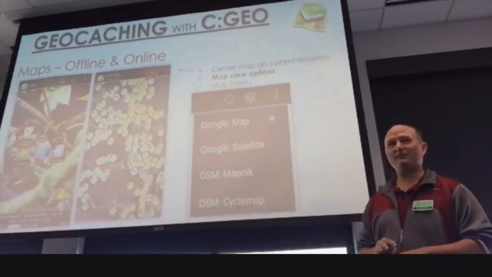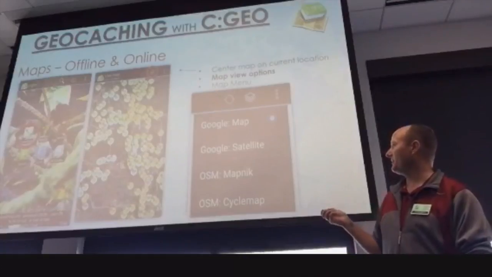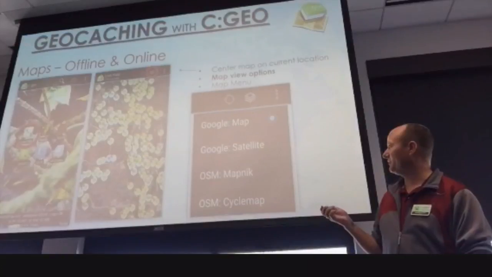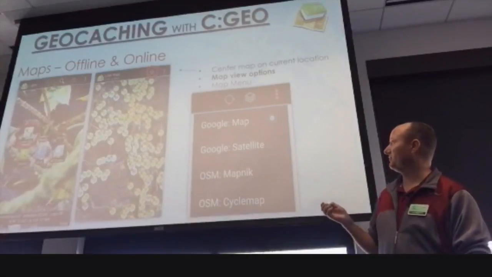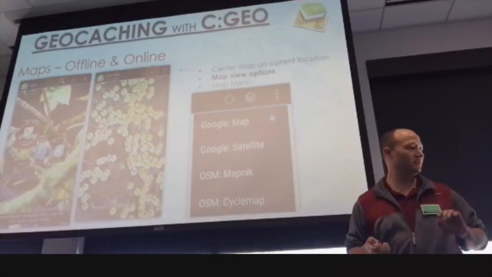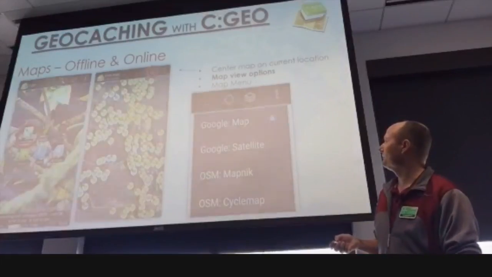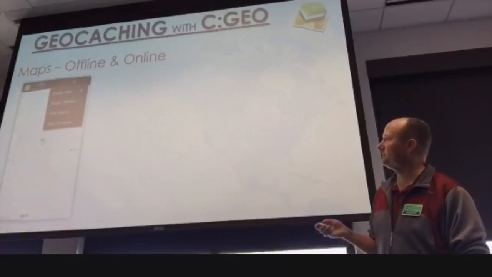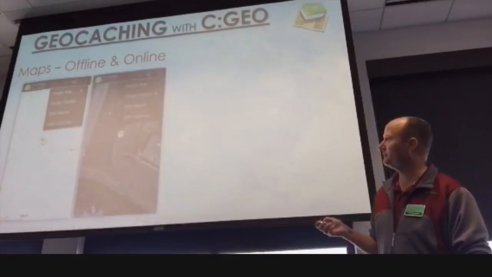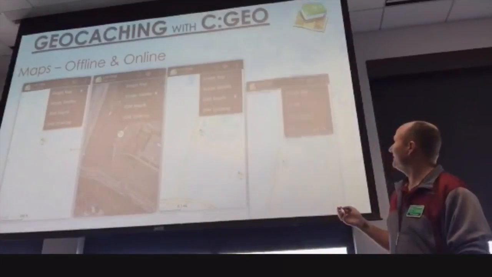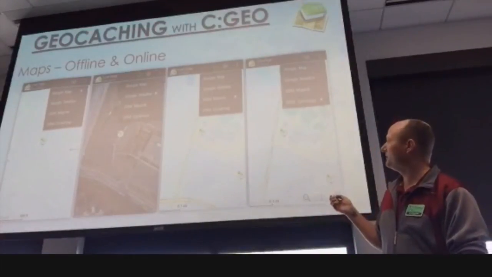So without doing any additional add-ons, these are the 4 maps you're going to get with CGO. You have Google Map, Google Satellite, OSM Mapnik, and OSM Cycle Map. And I'll have screenshots of what those all look like, but those are your 4 standard. Okay, so that's what the map looks like. It's your basic street view. Then you've got Satellite, Mapnik, and Cycle Map.